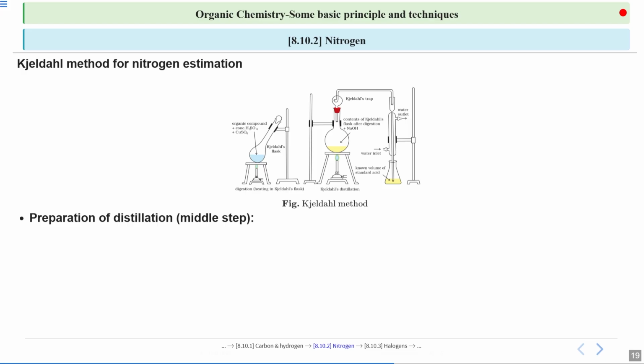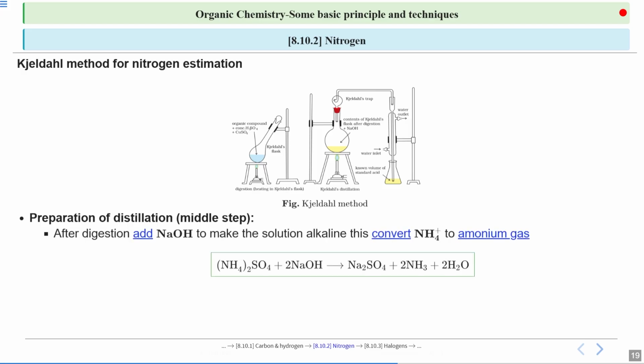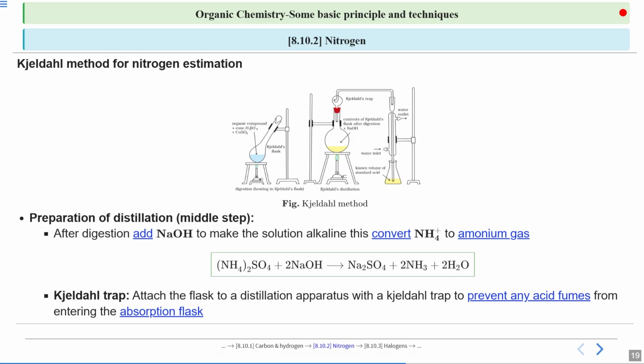After digesting the sample, we need to make the solution alkaline. We do this by adding sodium hydroxide, NaOH. By adding NaOH, the ammonium ions in the solution are converted into ammonia gas. The chemical equation is (NH4)2SO4 plus 2NaOH gives us Na2SO4, 2NH3 and 2H2O. Finally, we use a Kjeldahl trap in the distillation setup. This trap is important because it prevents any acid fumes from entering the adsorption flask, which could interfere with our results.